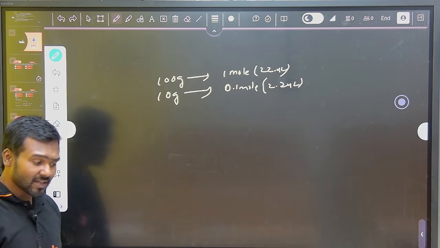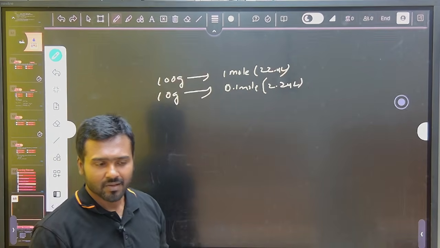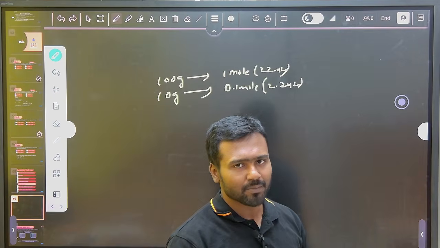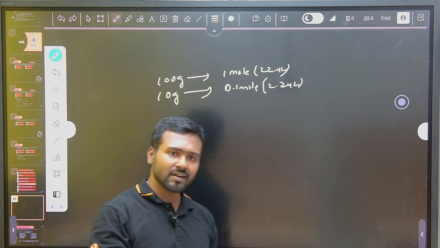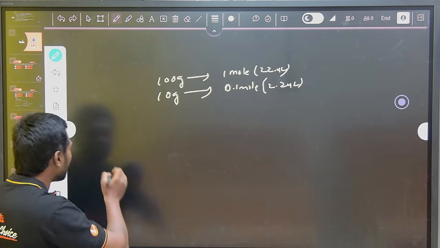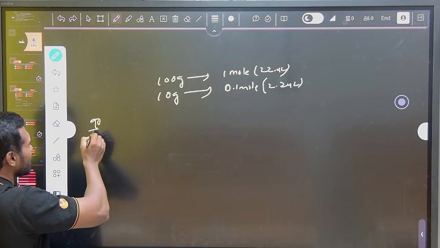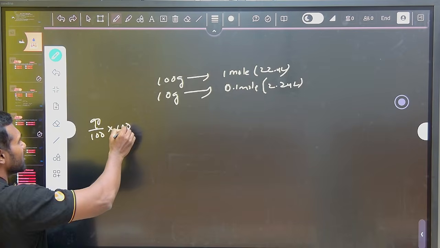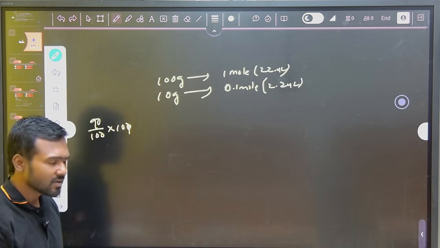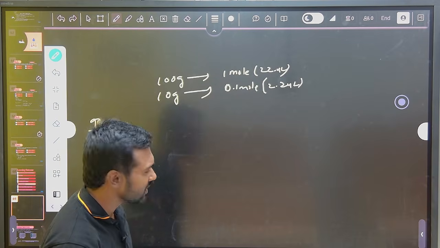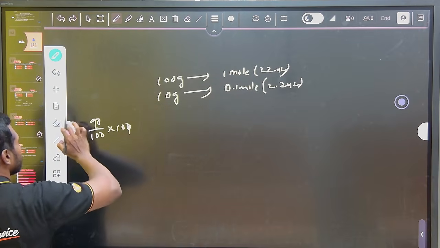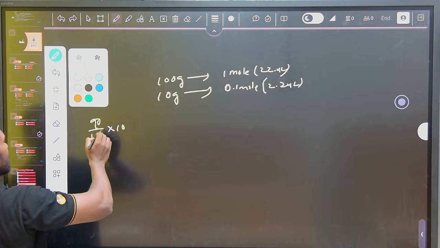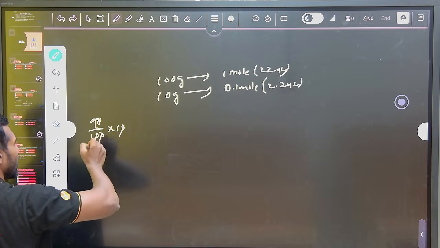If the 10 grams is completely pure, but I said this 10 grams is not completely pure, I said 90% of the 10 grams is pure. Now you have to find out what is the 90% of the 10 grams. So 90% of this 10 grams, if you find out, it is nothing but 9 grams only.